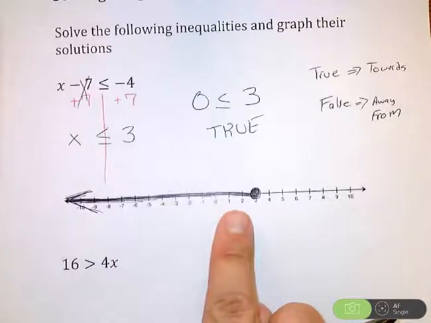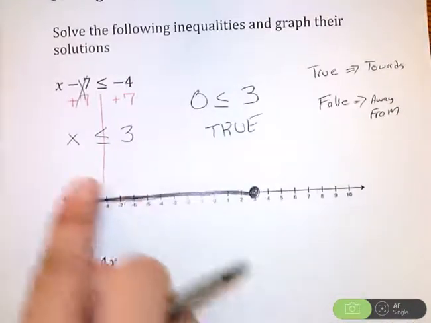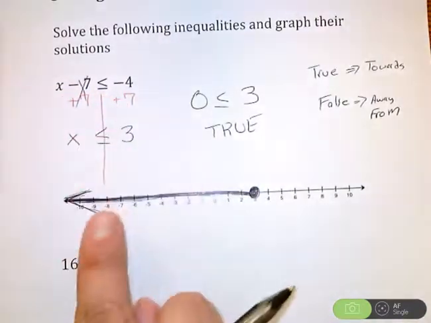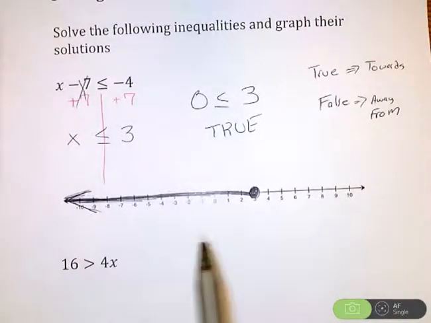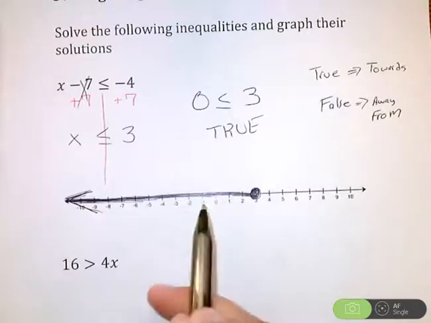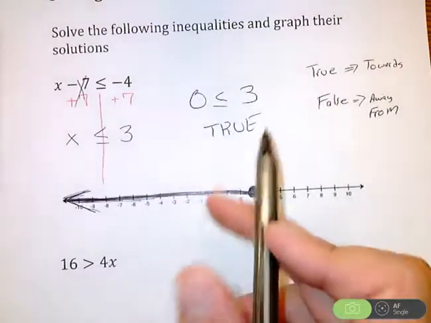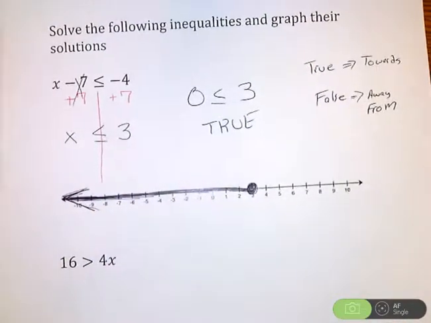What this means is all these numbers that are shaded, including the 3, since it's a filled-in circle, if I plug in any of these numbers into this original inequality, they're all solutions. They're all going to give me correct and true inequalities. That's what this means. So all of these are solutions, not just 3. And yes, because of the equal sign, it is 3. All of these numbers are solutions.